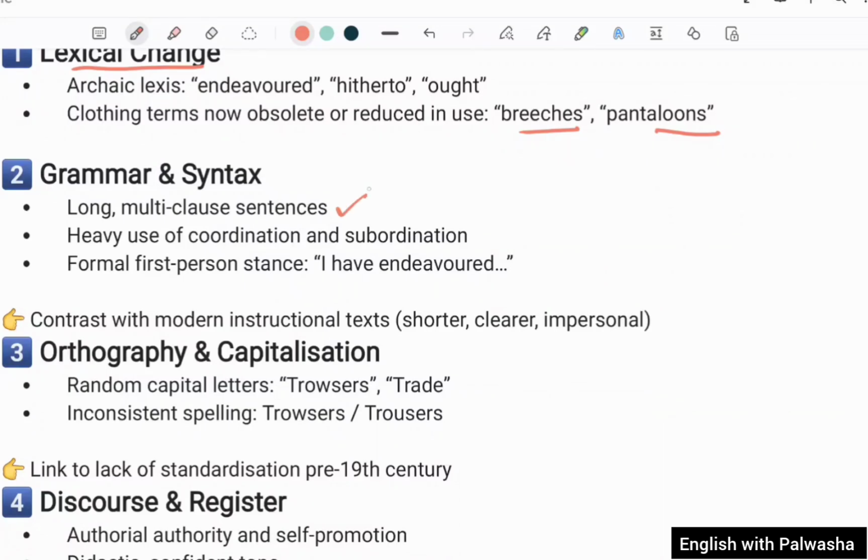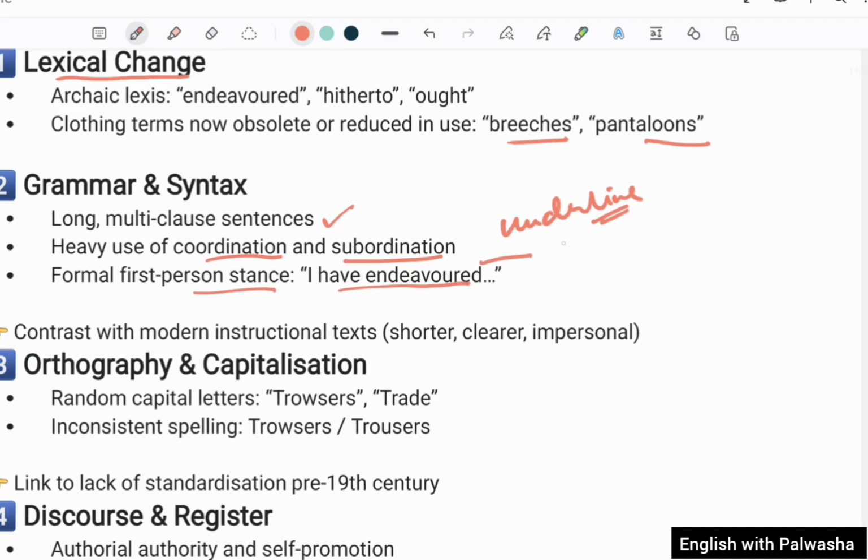Long multi-clause sentences, if they are used, please underline them right in the first read. When you have started reading your text, you have to immediately underline the long multi-clause sentences, the heavy use of coordination and subordination, and the formal first person stance like "I have endeavored."